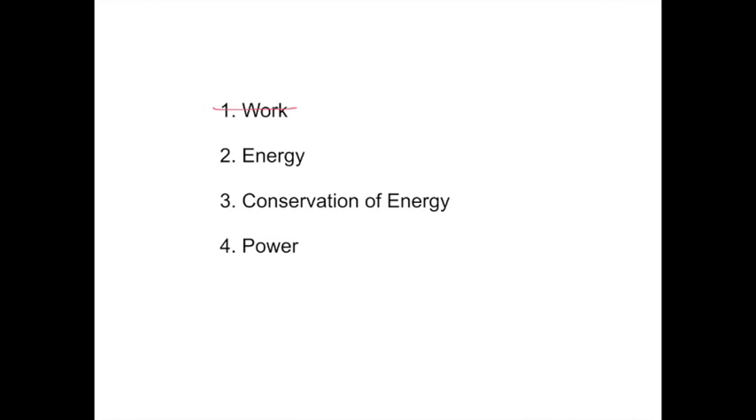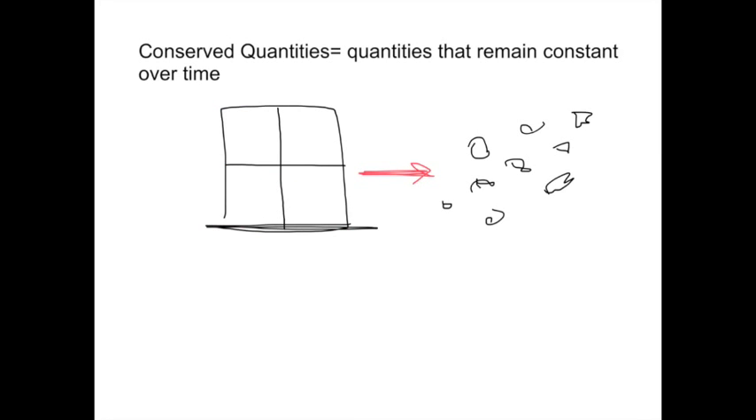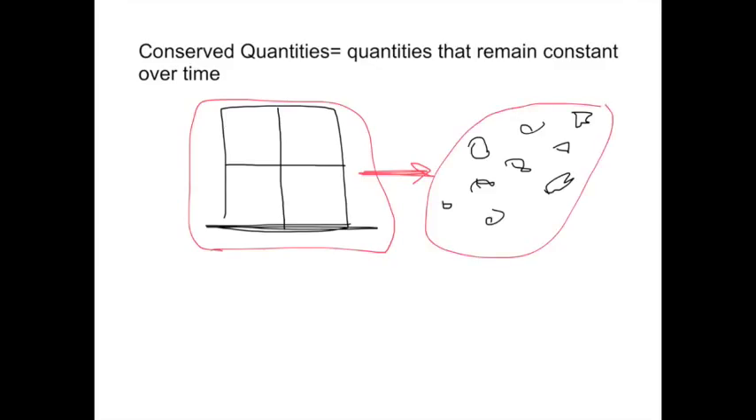At this point, we've gone over work and energy. Now we're going on to the conservation of energy. A conserved quantity is any quantity that remains constant over time. In this example, we start with a glass window, and the glass window is shattered into a bunch of tiny glass pieces. Mass, in this case, is a quantity that's conserved because the mass of the initial window will be the same as the mass of the glass pieces, even though it takes a different form.